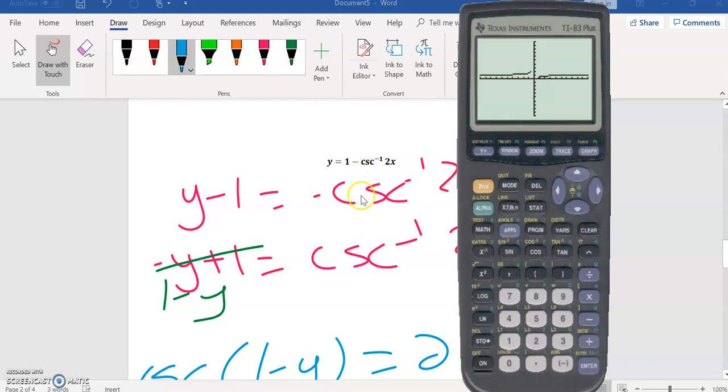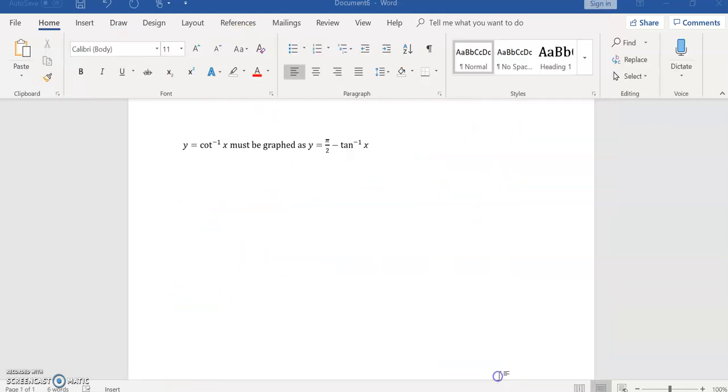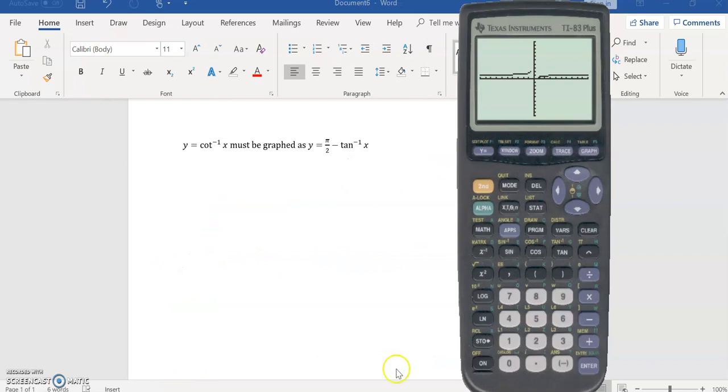Looking at this original graph, we would expect it to be flipped. We'd expect to see a vertical translation. We'd expect to see a stretch, and that seems to all be reflected here. Okay, so this is how to graph the arc cosecant. This also works for the arc secant, where you're just going to use the arc cosine. Now, what about arc cotangent? Well, that one doesn't work as nicely as we might like.